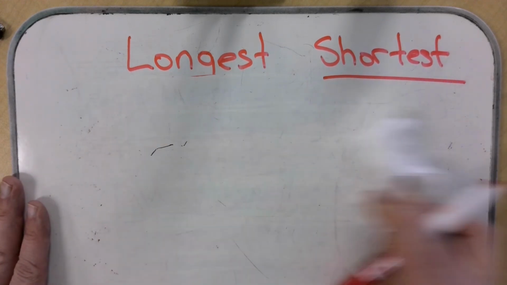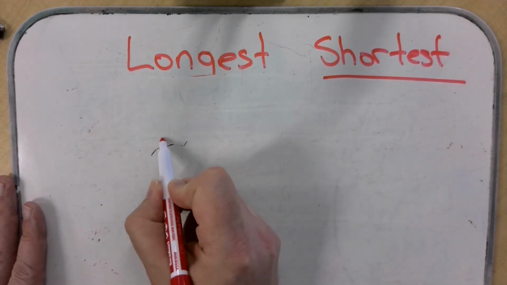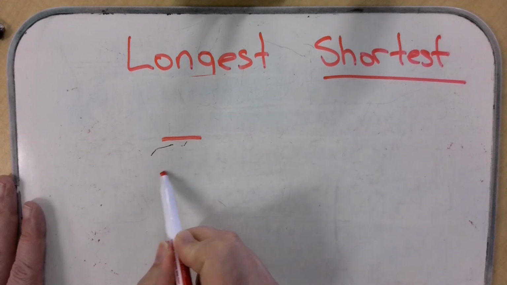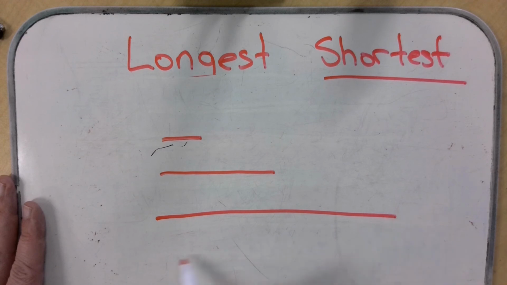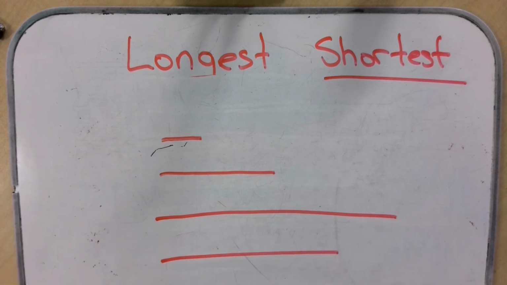We can do the same for shortest. Here's a little short line. Here's one that's a little longer. Here's one that's a little longer than that. And one there. So which is the shortest line? Which one would be first, second, third, fourth?